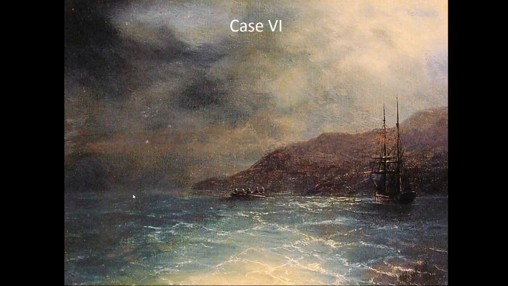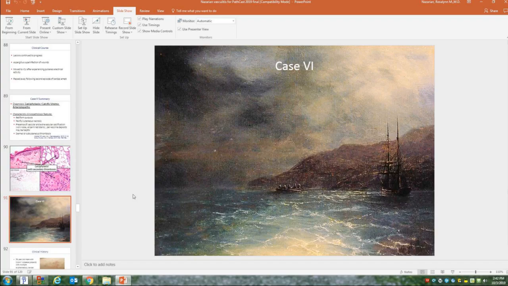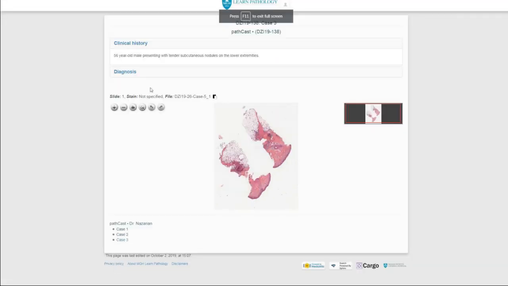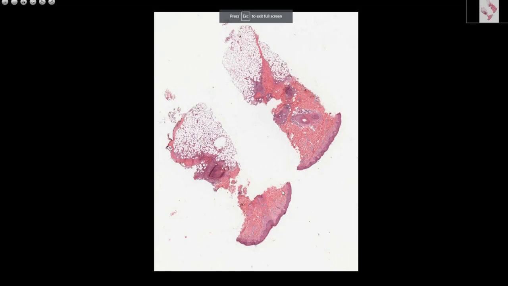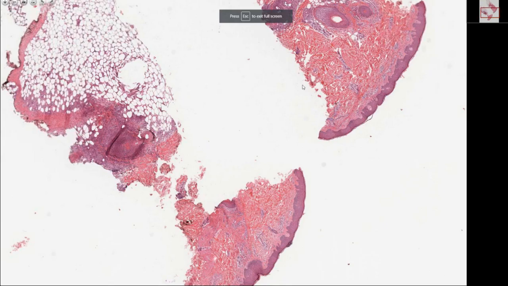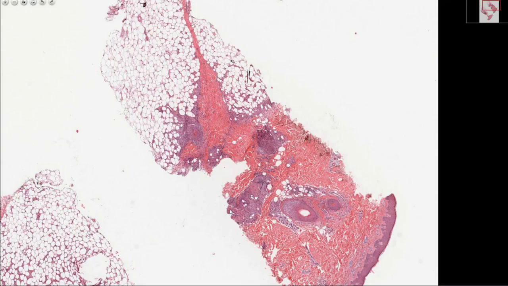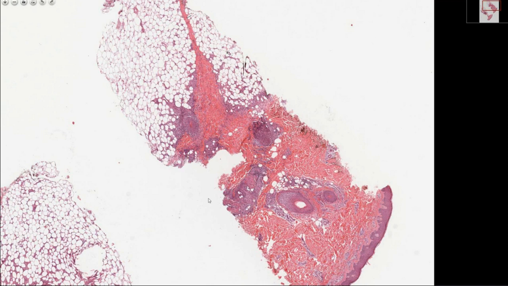Okay, let's take a look at the third scan slide. This patient was a 56-year-old male who presented with tender subcutaneous nodules on the lower extremities. Taking a look at the skin biopsy, my first thought is, wow, this is an excellent biopsy. There's not been significant crush artifact from the forceps. The punch extends to involve a good portion of the subcutis.